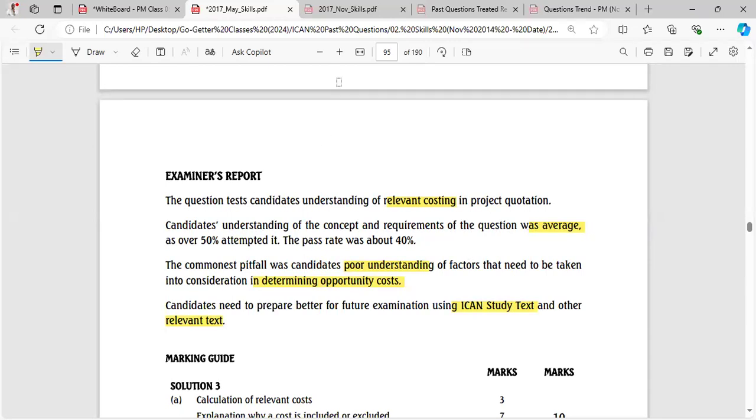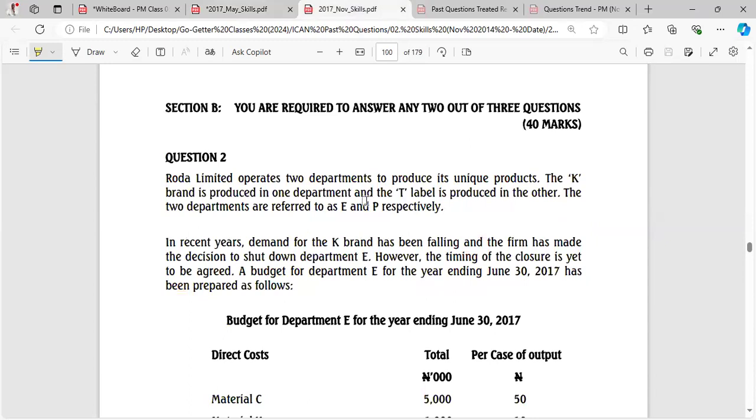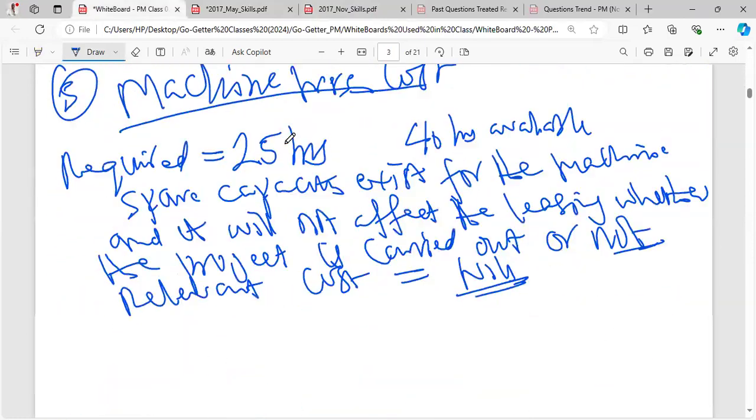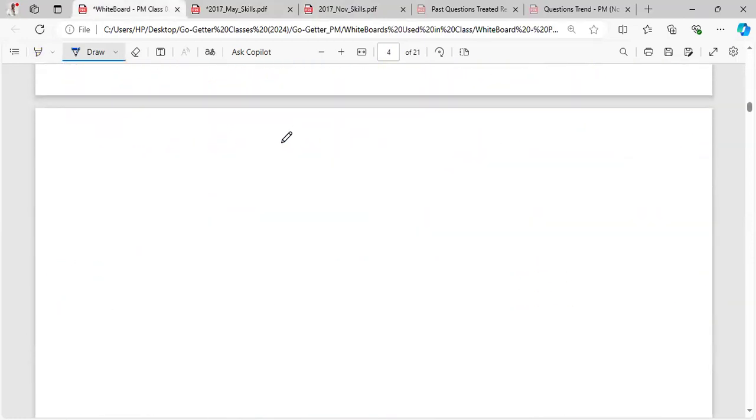Now for the next hour, let's look at the second part of the question. The second question here is from November 2017. So let's go down now to a fresh page.